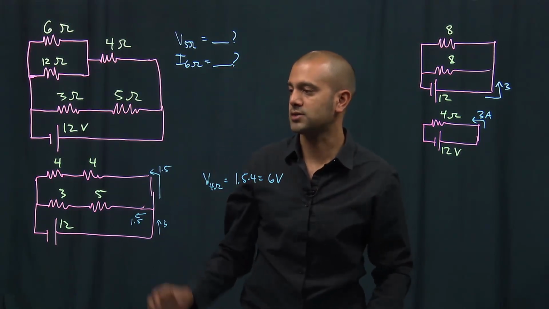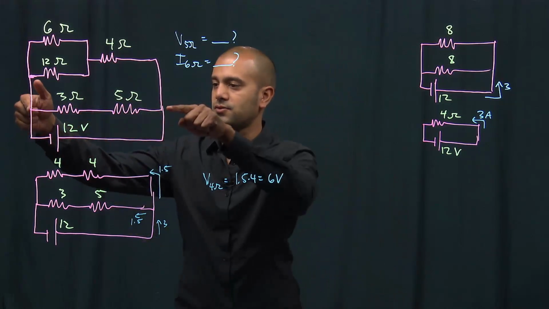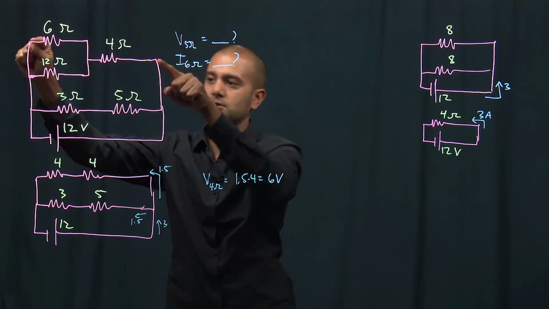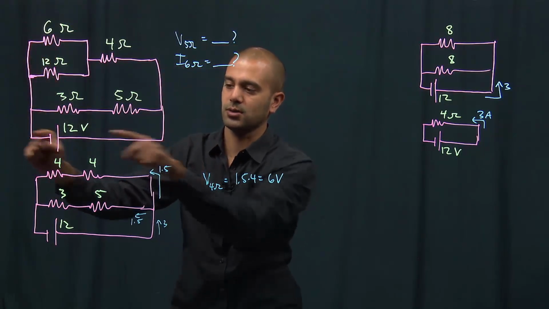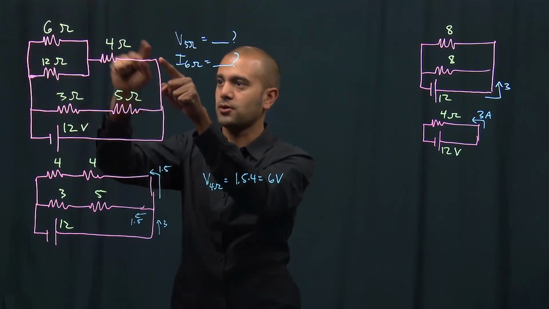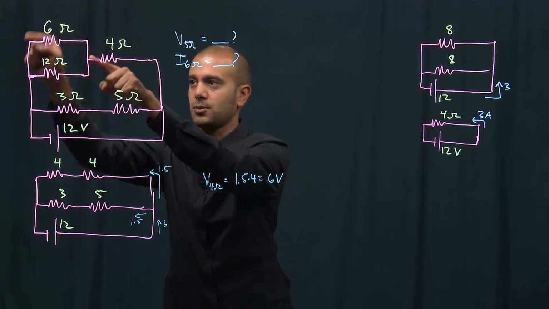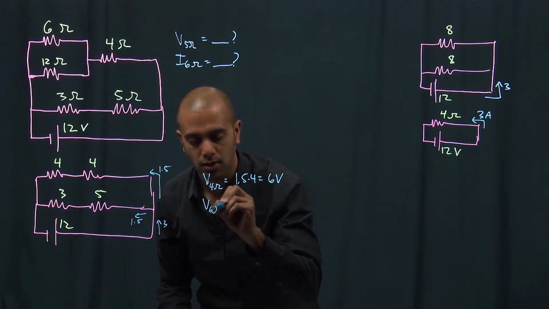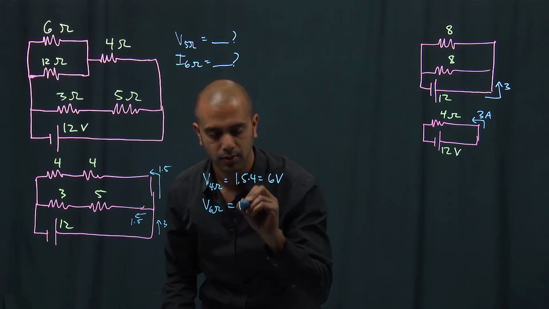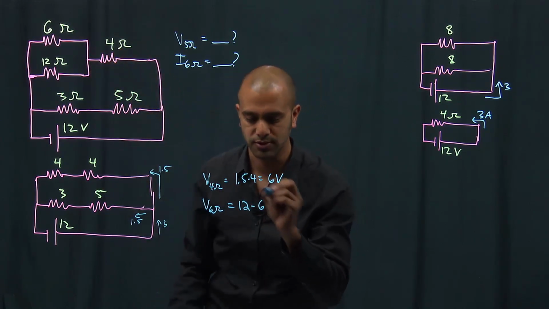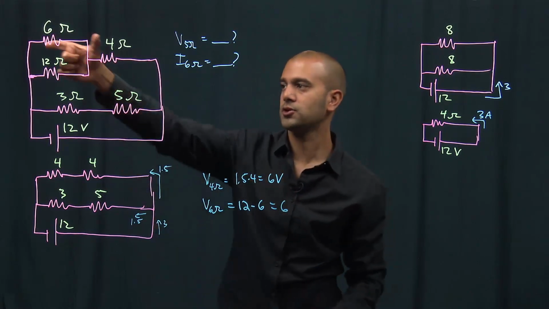So what this is telling us is that this entire branch from here to here, so basically from this point to this point, is a total of 12 volts because it connects directly to the battery here. And it's in parallel with the battery. We know that 6 volts is dropped across here, so another 6 volts must drop across there. So that tells us that the voltage across the 6 ohm resistor is a total of 12 minus the 6 that's dropped across the 4 ohm resistor. So it tells us the voltage across this is 6 volts.